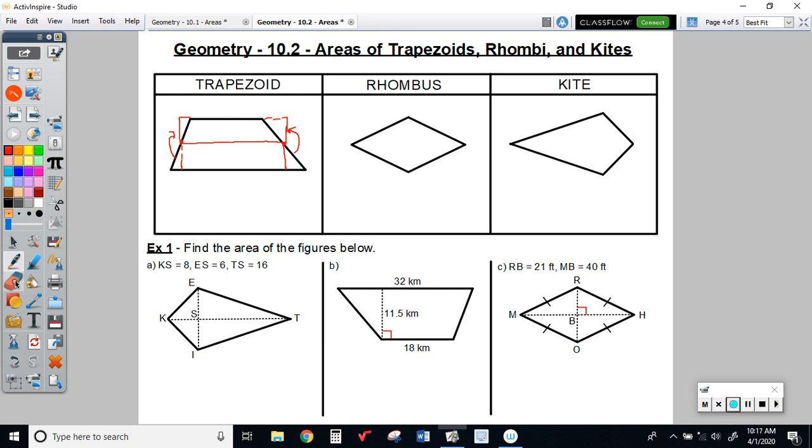So at this point, I'm going to erase what I just did there, and I can't see my eraser. That's kind of weird. There it is. We got rid of all of that.